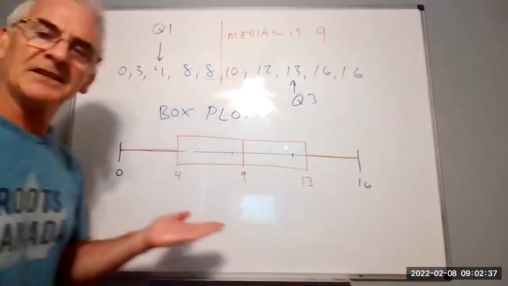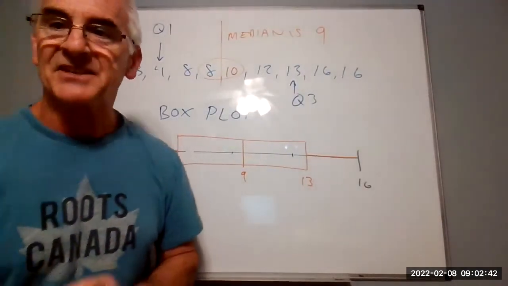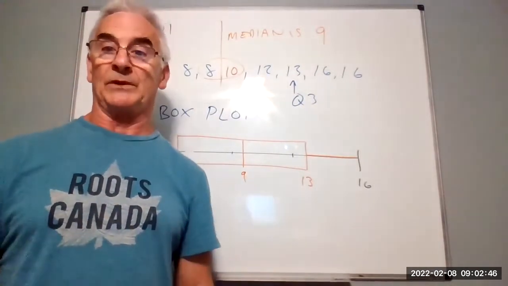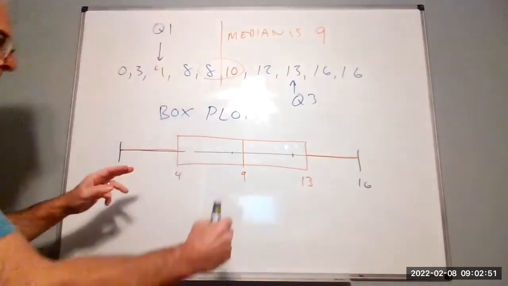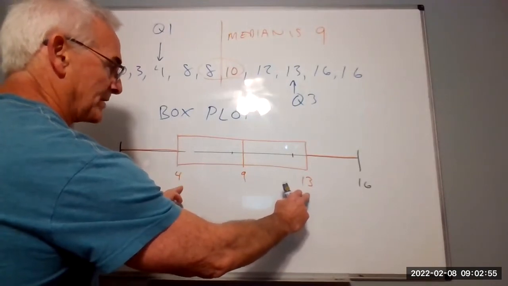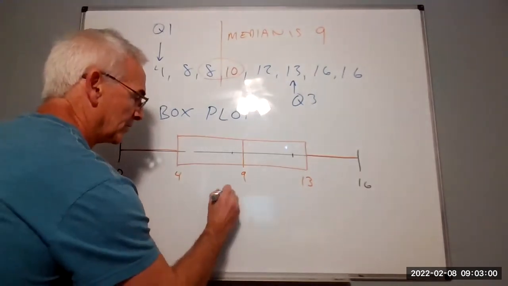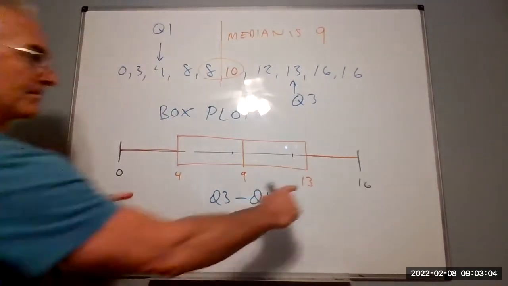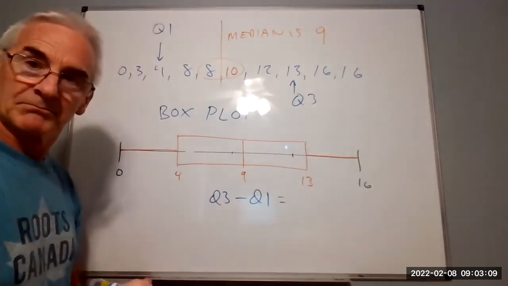Okay, so the idea of a box plot is a simple visual, but the other cool thing about a box plot is it allows you to determine outliers really, really easily. So how would I determine an outlier? What is the range of values right here, from Q1 to Q3? Does everybody see that? It would be Q3 minus Q1. What would that equal? 13 minus 4. 9.